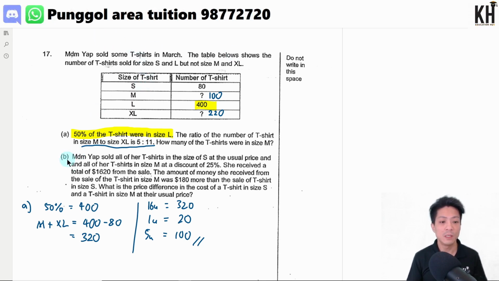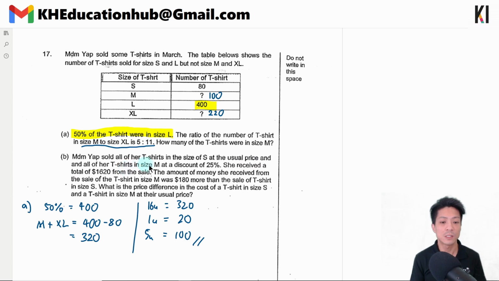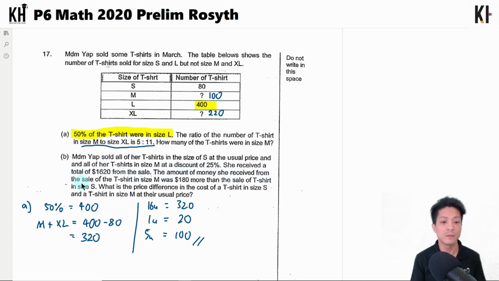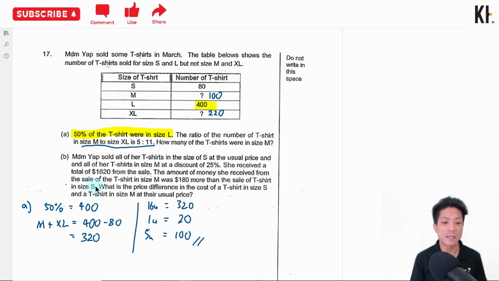For part B, Madam Yap sold all of her t-shirts in the size of S at the usual price and all of her t-shirts in the size of M at a discount of 25%. She received a total of $1,620 from the sale. The amount of money she received from the sale of the t-shirts in M was $180 more than the sale of the t-shirts in S. So what's the price difference in the cost of a t-shirt in S and the t-shirt in M at their usual price?